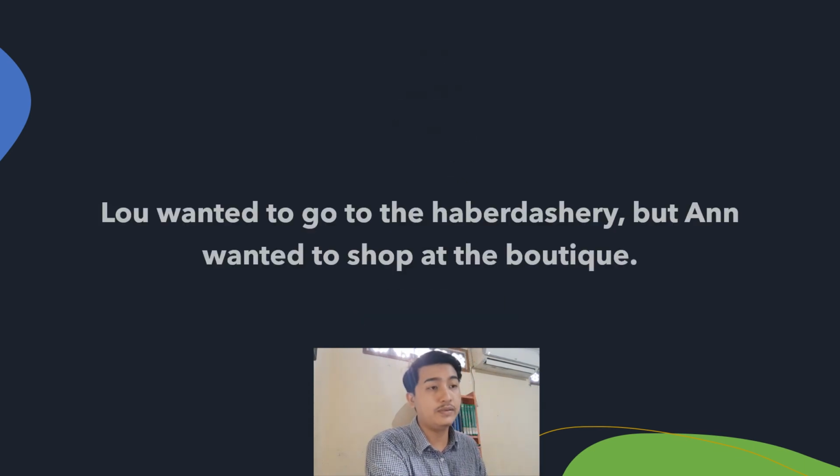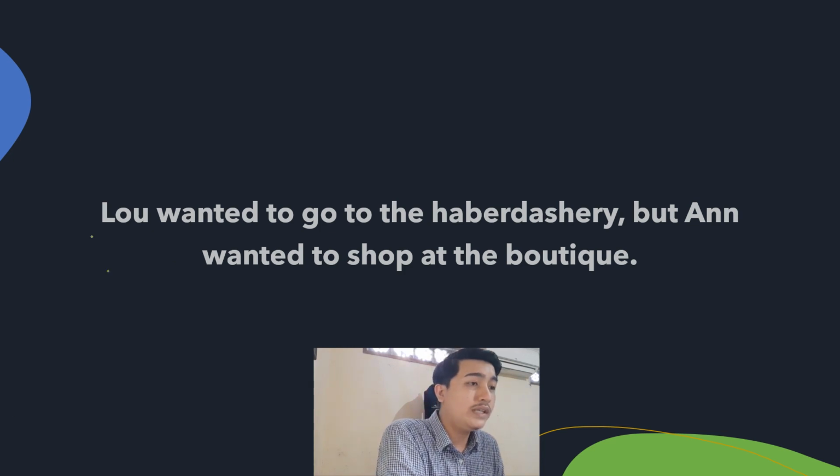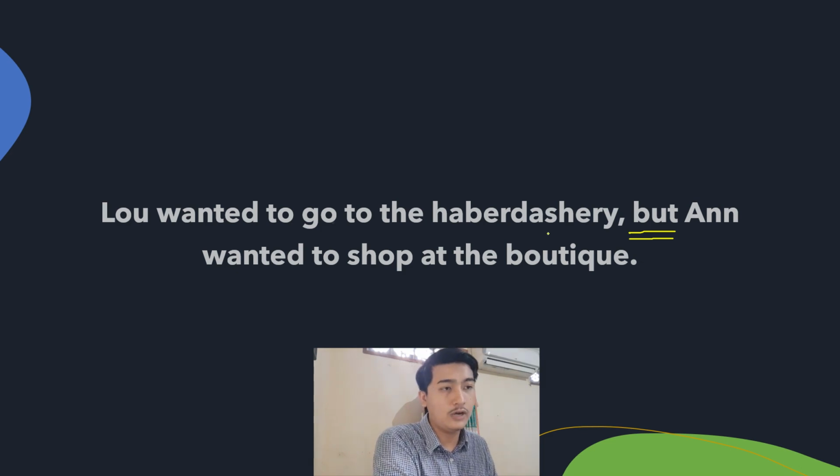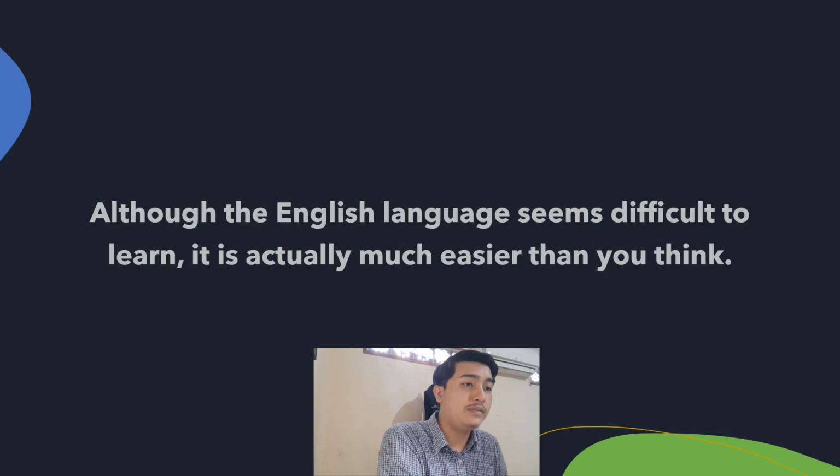Let's take a look at an example. Lou wanted to go to the haberdashery, but Anne wanted to shop at the boutique. Here we can see but. It is a signal in the sentence because at the first, Lou wanted to go to the haberdashery, but Anne wanted to shop at the boutique. This explains the contrast clue. I hope you understand. Next, the next example.